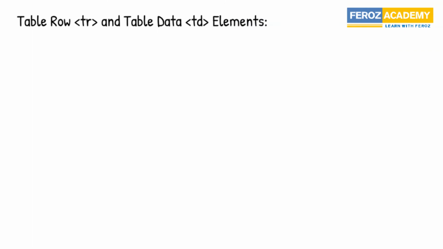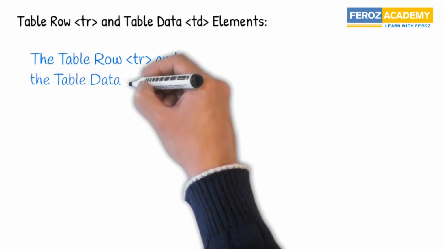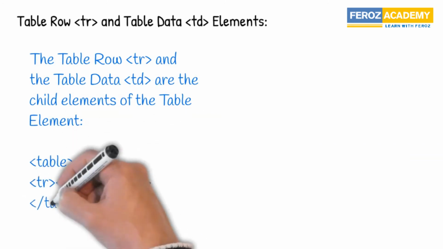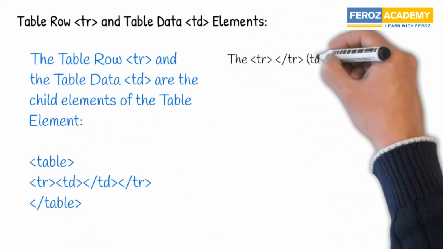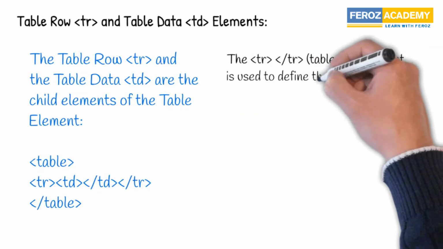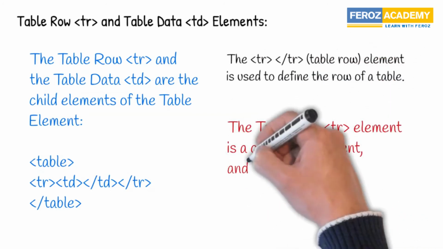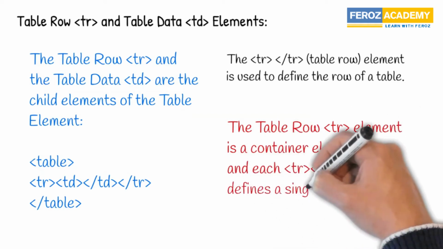The table row and the table data are the child elements of the table element. The table row element is used to define the row of a table. The table row element is a container element, and each element defines a single row in the table.